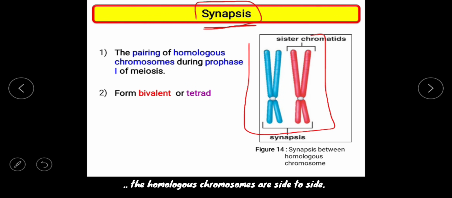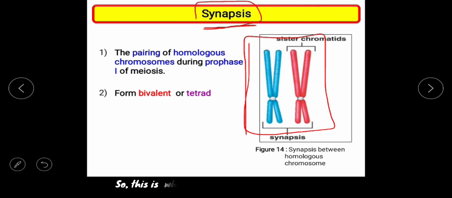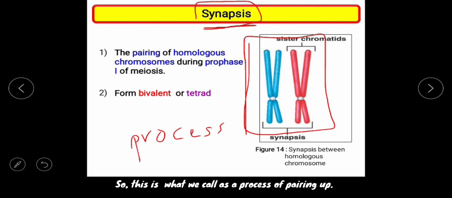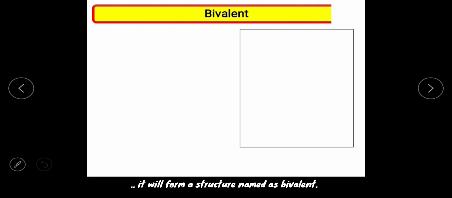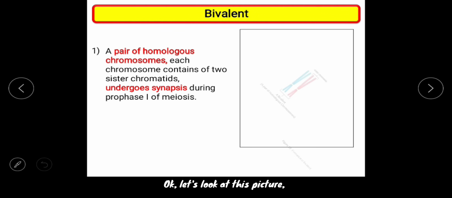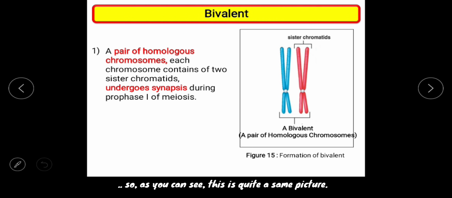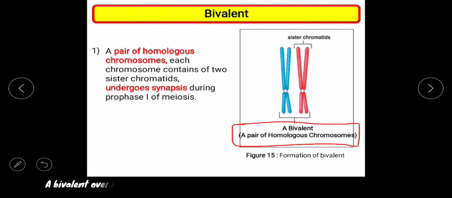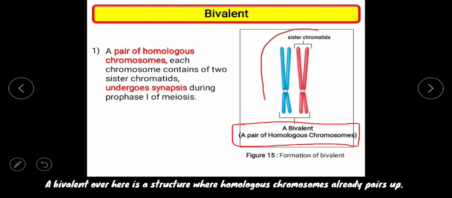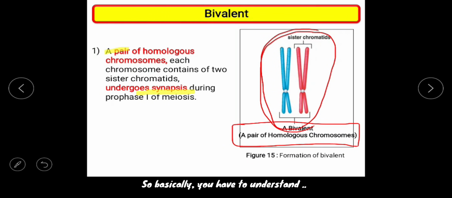So you see, the homologous chromosomes are side to side. So this is what we call as a process of pairing up. So once it's paired up, it will form a structure named as bivalent. Okay, let's look at this picture. So as you can see, this is quite the same picture, but this actually labels the structure. Synapsis just now was a process of pairing up. A bivalent over here is a structure where homologous chromosomes already pair up. So basically, you have to understand synapsis is a process, bivalent is a structure.